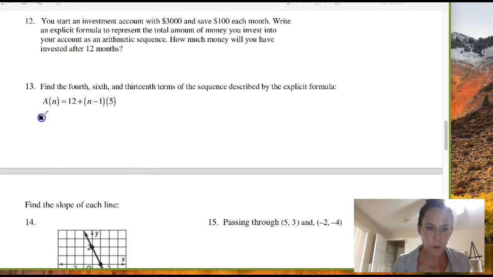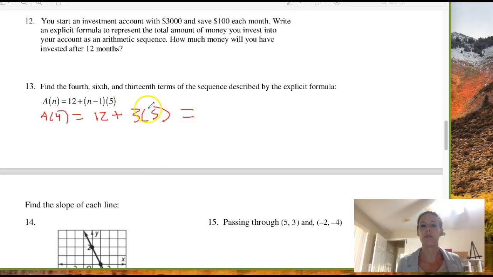So if n is 4, I'm going to go a sub 4. So the 4th term is just going to be 12 plus, plug in 4 for n. 4 minus 1, which is 3, times 5. Well, 3 times 5 is 15. 15 plus 12 is going to give me 27. So the 4th term is 27.